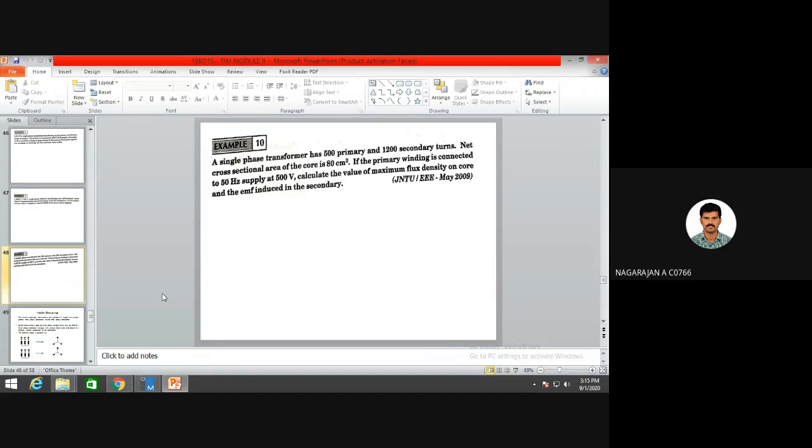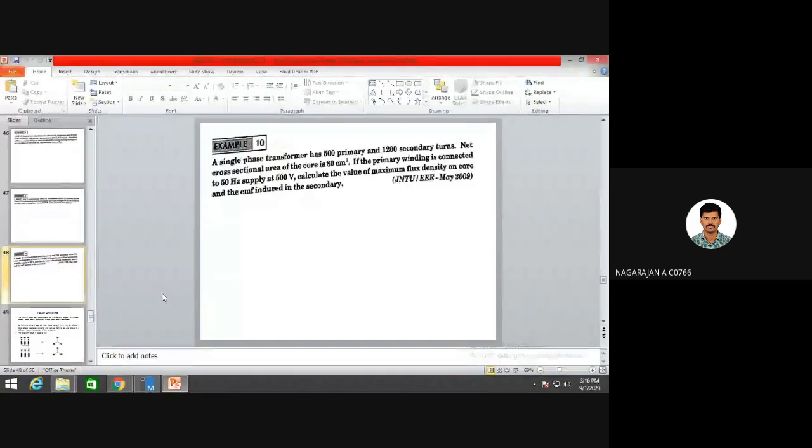Supply voltage is given, V1 is 500 volts. What is the formula for induced EMF in a transformer? E1 is equal to 4.44 F phi m into N1. We know the value of E1, which is equal to V1. Put that here: 500 is equal to 4.44, frequency has been given which is 50, and phi m we don't know, it is not given here. N1 value is given, which is 500.